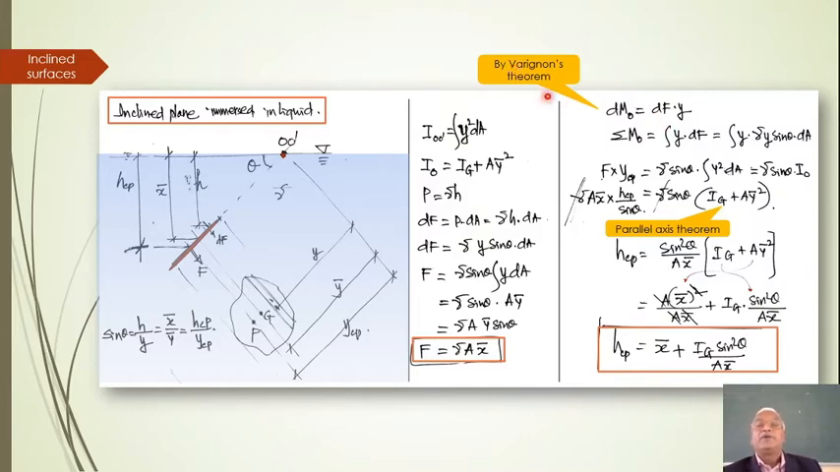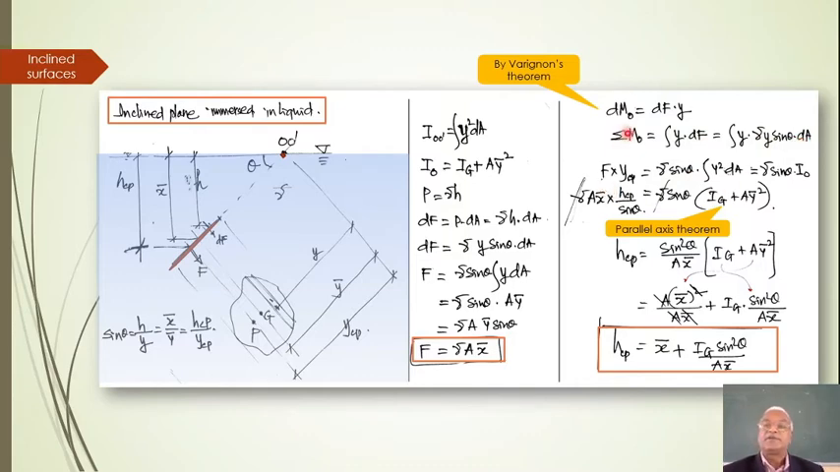Now using Varignon's theorem, that is, the moment of the resultant force is equal to the sum of moments of all the forces. That is what it is. Now dF, the small elemental force, multiplied by Y, its distance, is equal to the elemental moment over here. Now sigma M naught, if I want to sum it all up, you have to integrate this Y dA over the whole area. Now dF is given by gamma Y sin theta dA.